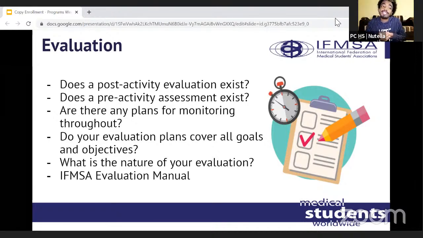And then you need to define the nature of your evaluation. Is it quantitative or qualitative? We're going to talk a little bit more about that in the upcoming slide, but also a huge reference point for us when it comes to evaluation is the IFMSA evaluation manual. It's an amazing document that covers evaluation literally from beginning to end. So if you want to know more details about how you can carry out a very proper and successful evaluation, you can refer to that.